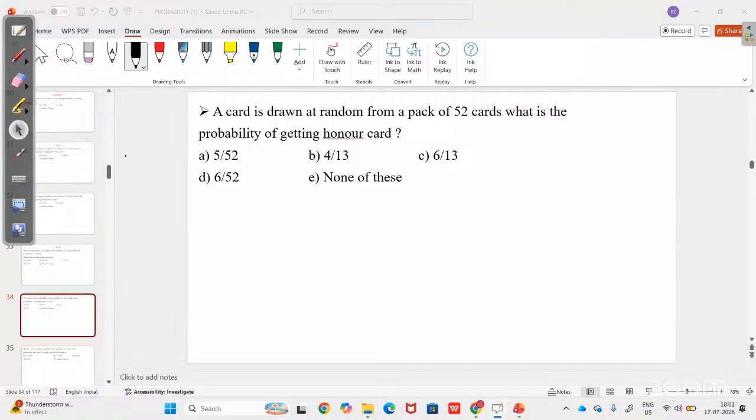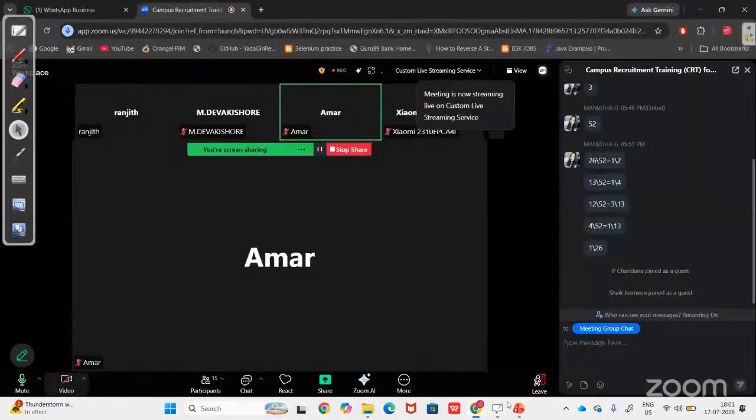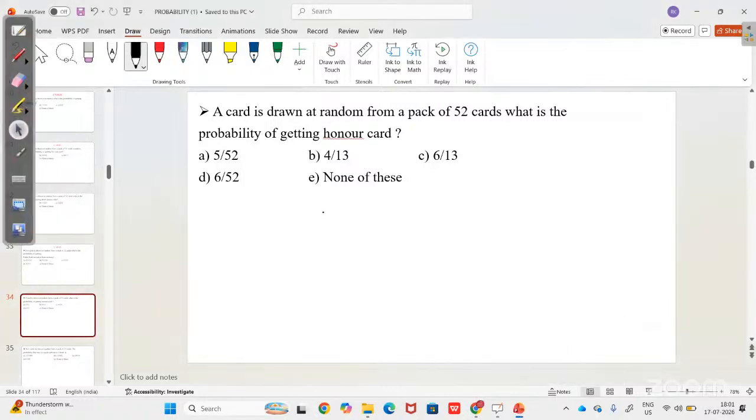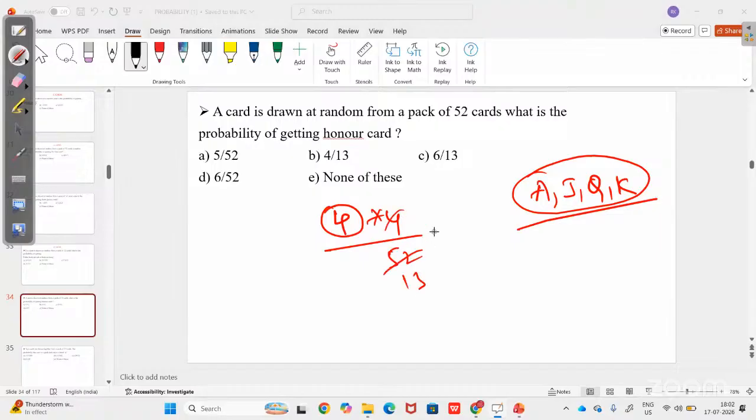A card is drawn at random from a pack of 52 cards. What is the probability of getting an honor card? Honor cards are 4 cards in each set, and there are 4 sets. Honor cards are A, J, Q, K, 4 cards in each and every set. So 4 into 4 by 52. 4 ones are 4, 13. So the answer will be 4 out of 13.